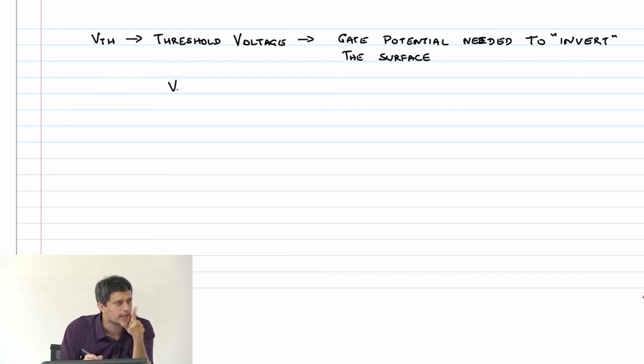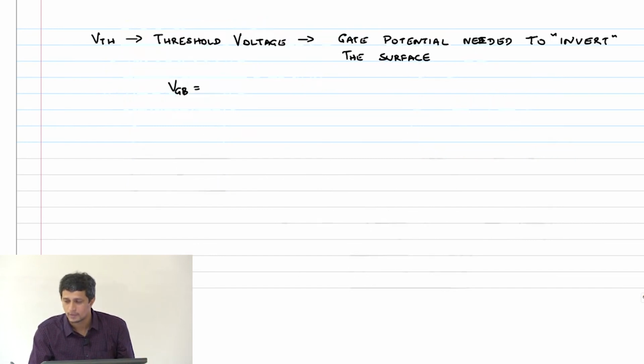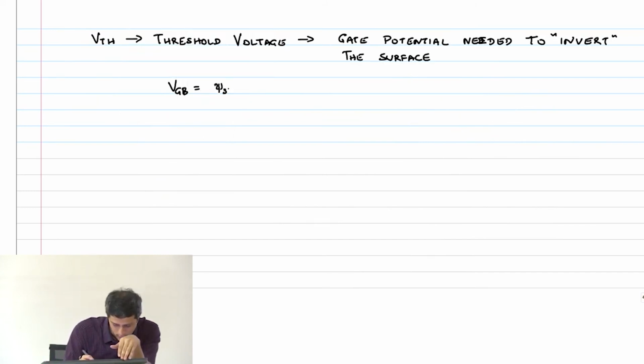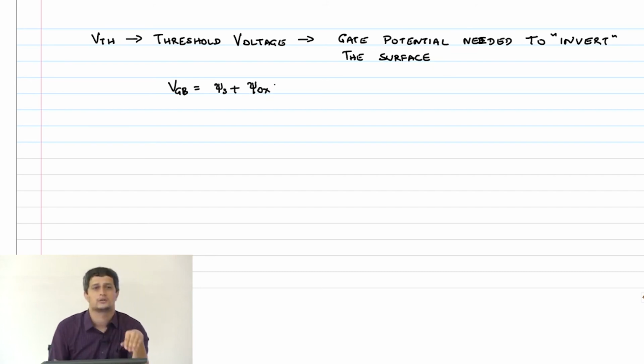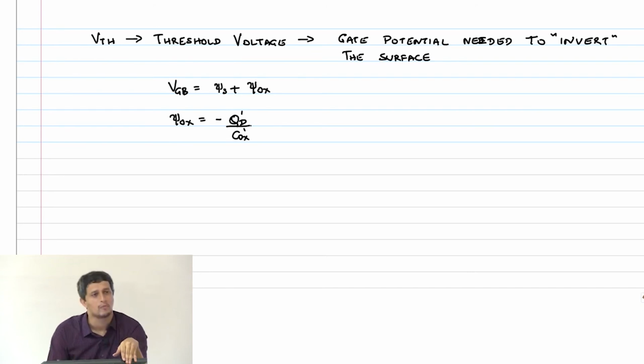Okay. So now what we are going to do is write out this expression, and just write the KVL around that loop. VGB is basically the potential across the oxide plus the surface potential, psi ox plus psi s. Now what is the oxide potential? It is just charge by the capacitance. Because the charge at the surface is negative, I am going to write it as minus QD prime by Cox prime. I'll tell you why I am calling this prime. It's a net charge.